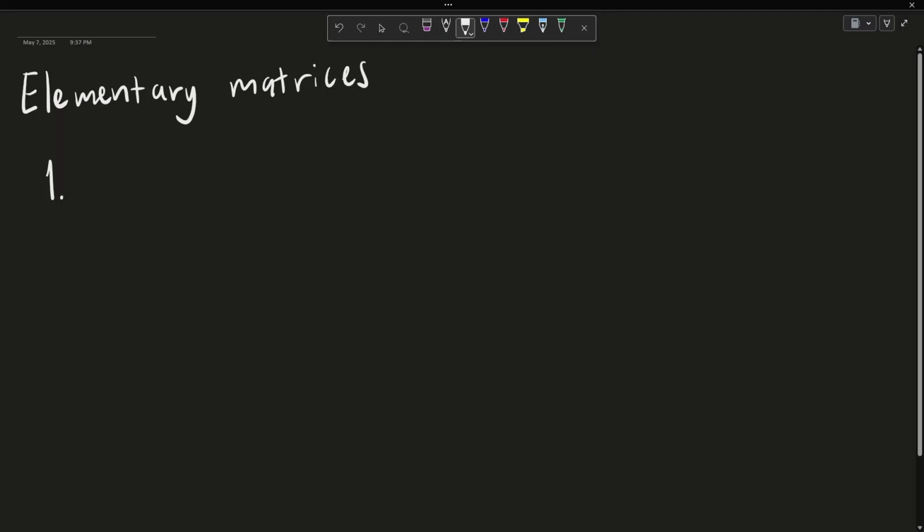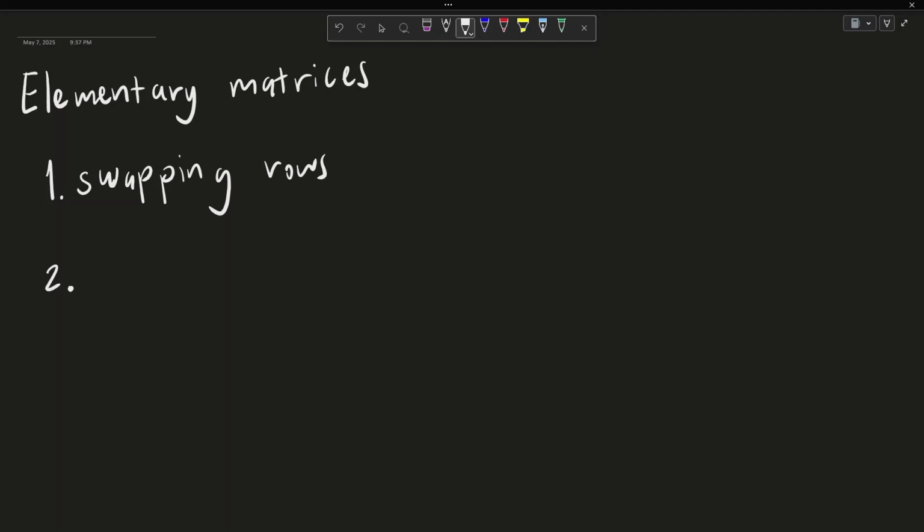The first row operation is swapping rows. So if we have any matrix A, a legal row operation that we are allowed to perform is swapping 2 of the rows within A. The second row operation is scaling any row by some value, as long as that value is not equal to 0. The third row operation is adding a scalar multiple of one row to another.